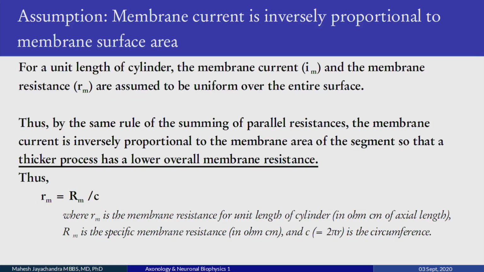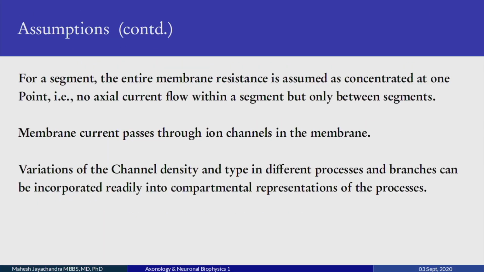Thus, R subscript M is equal to capital Rm divided by C, where R subscript M is the membrane resistance of a unit length of cylinder, again ohm centimeter, and Rm is the specific membrane resistance, and C is equal to 2 pi r, the circumference, right? So for a segment, the entire membrane resistance is assumed to be concentrated at one point. That is, no axial current flow within a segment, but only between segments.